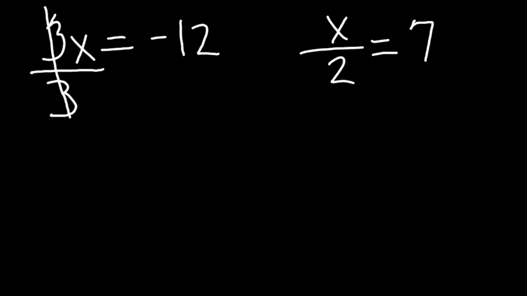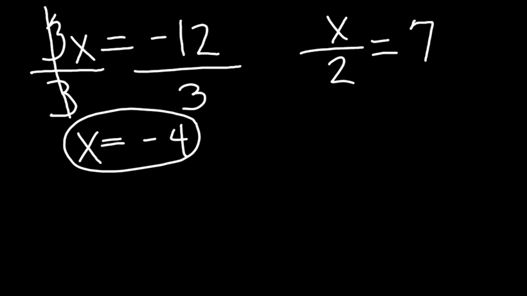That leaves x. So if we divide negative 12 by 3, because remember, if you do it to this side, you have to do it to this side, then we end up with x equals negative 4. That's our answer. What do we do next?